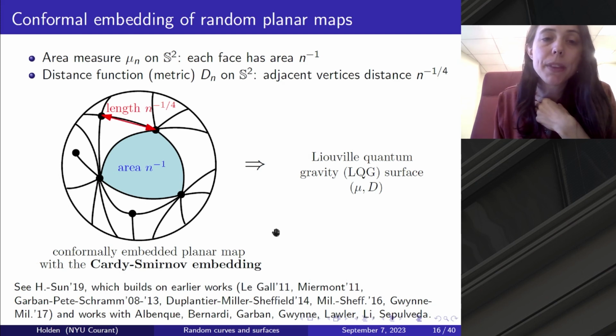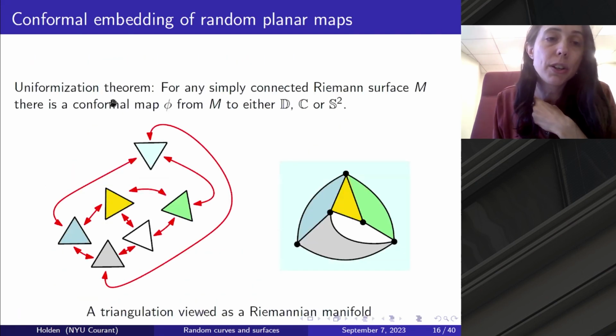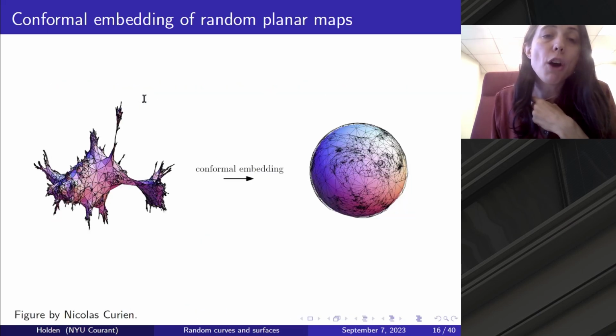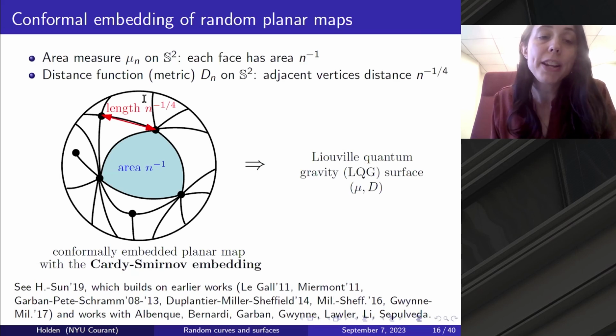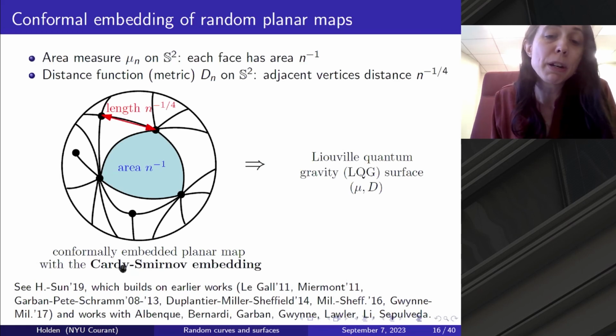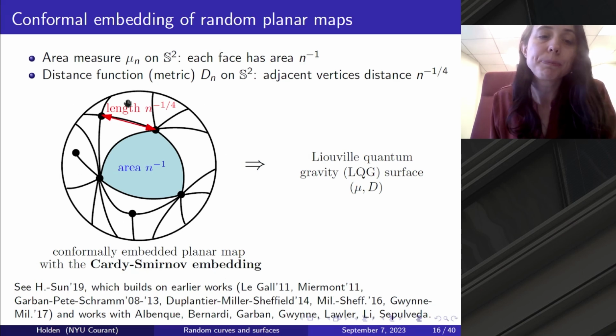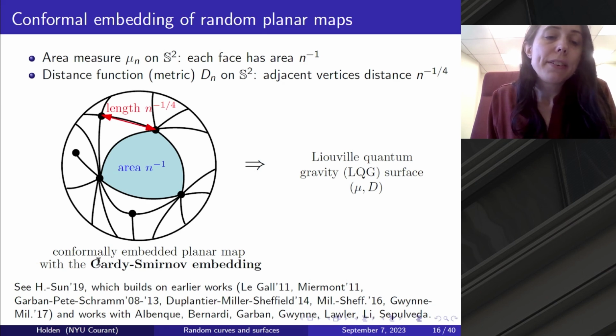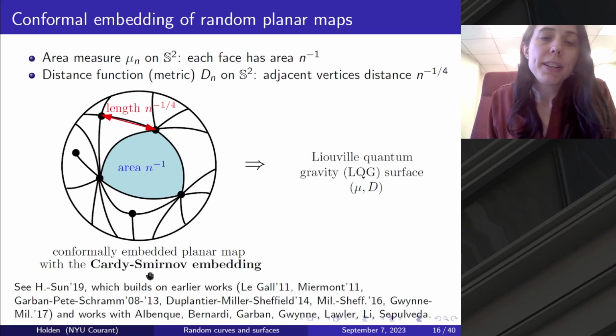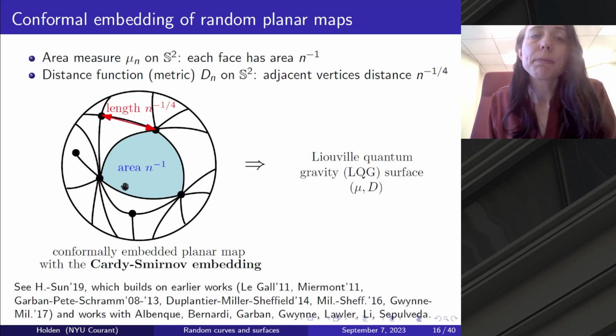So it means that when we do the embedding of the planar map, we're actually not applying the uniformization theorem. Instead, we're finding some other way to define a discrete conformal embedding, which we call the Cardy-Smirnov embedding, and then we use this method to draw the planar map on the sphere S2. Here in this figure, you can see our uniform triangulation embedded into the sphere S2. You should imagine that it has been done by this Cardy-Smirnov embedding, although the figure is not exact.